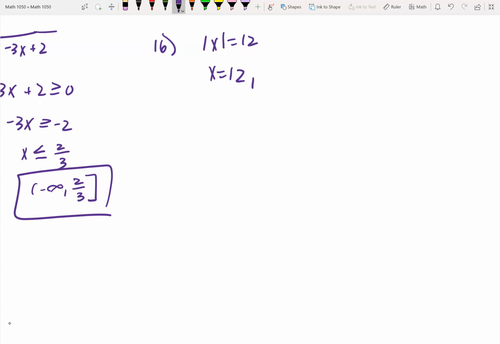She's so weird. So x equals 12. x equals negative 12. Done. Okay, number 17.